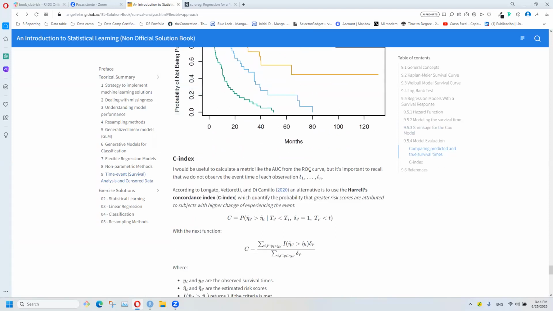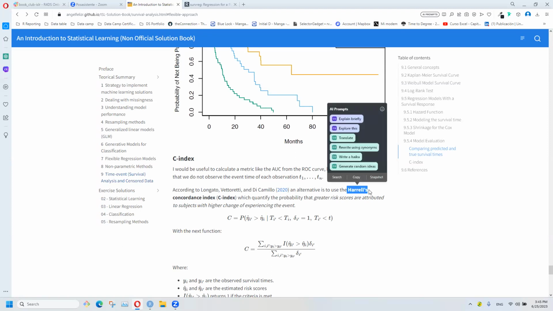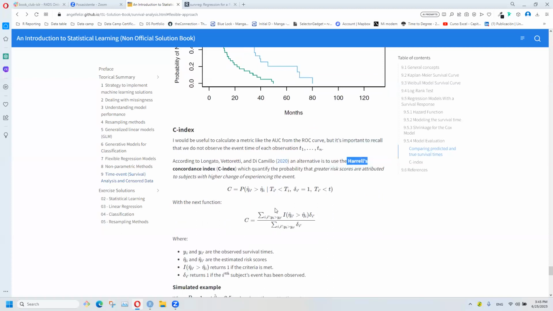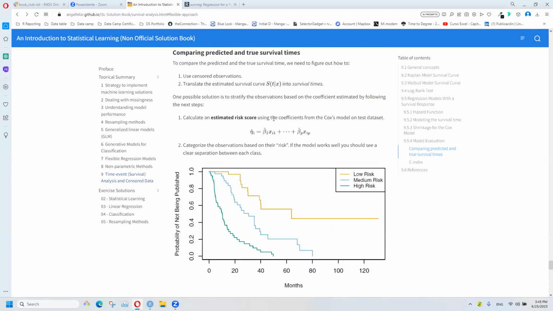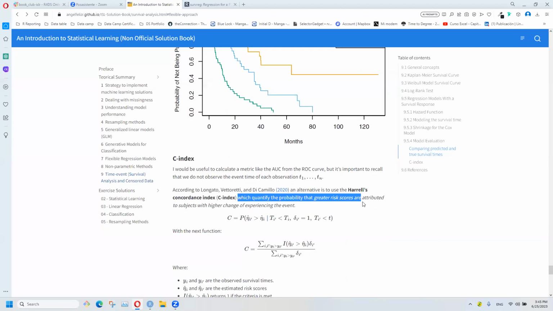It's like the AUC, the area under the curve of the ROC curve. The name is Harrell's Concordance Index. Harrell's is just one option; there are more related options. So we quantify the probability that greater risk scores, the risk score that we define here, are attributed to subjects with a higher chance of experiencing the event.